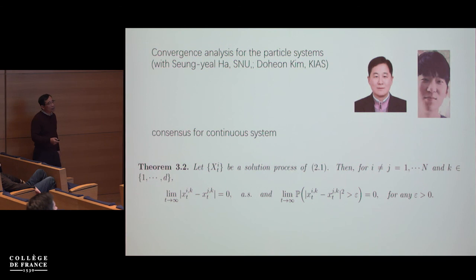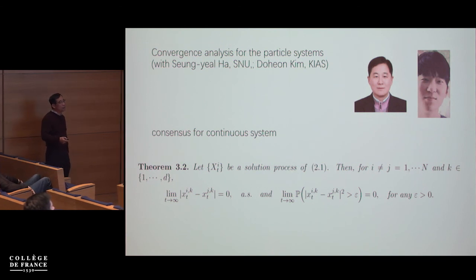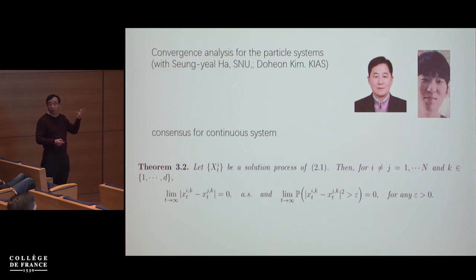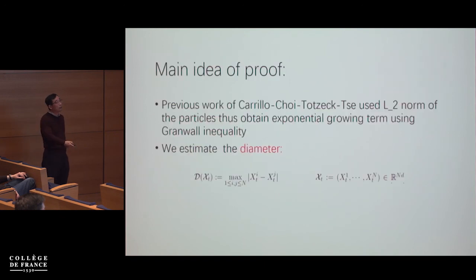And we also have, with Song Yi-ha and his postdoc Kim, a convergence result not for the mean field limit, but for the particle system itself. We can prove that the distance between particle i and particle j goes to 0 when t goes to infinity, and the probability of the distance being bigger than epsilon goes to 0 for almost every epsilon, which means all these particles will converge toward each other.